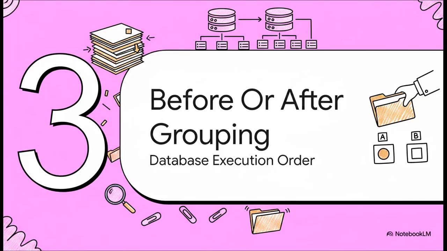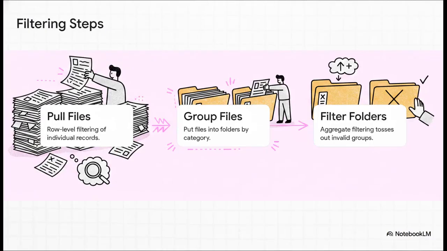Section 3, before or after grouping. To really understand why this broke, we need to think about database execution using a slightly more real-world analogy. Think about sorting physical office files. Imagine you're an HR manager. You're sitting at a desk with this massive stack of loose employee files. Step 1 is pulling the individual files you actually care about. That's your row-level filtering. Step 2 is putting those individual files into specific manila folders, grouped by gender. That right there is your group by phase.